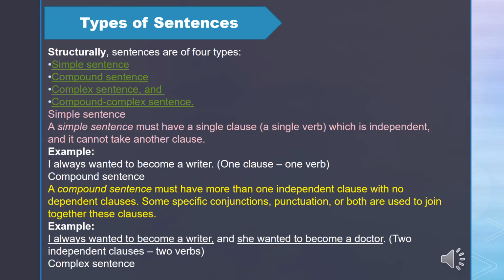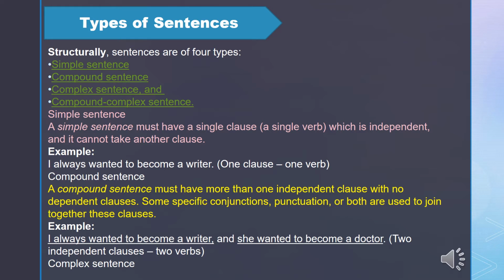Now next is the compound sentence. A compound sentence must have more than one independent clause with no dependent clauses. Some specific conjunction, punctuation, or both are used to join together these clauses. For example, I always wanted to become a writer and she wanted to become a doctor. Two independent clauses and two verbs.